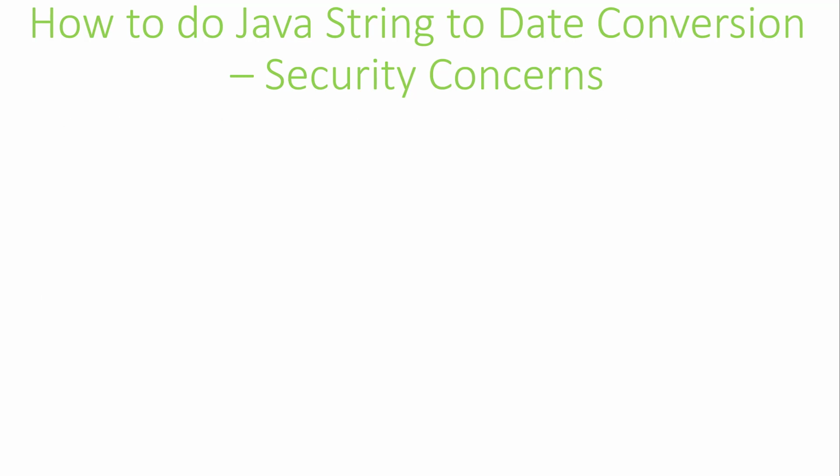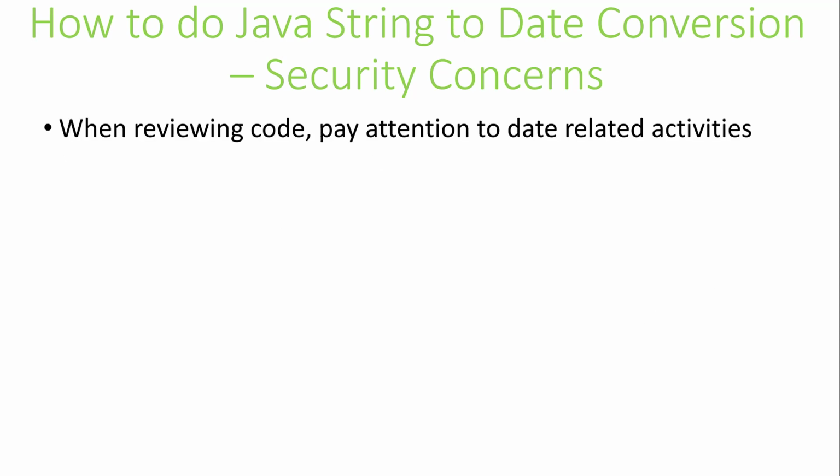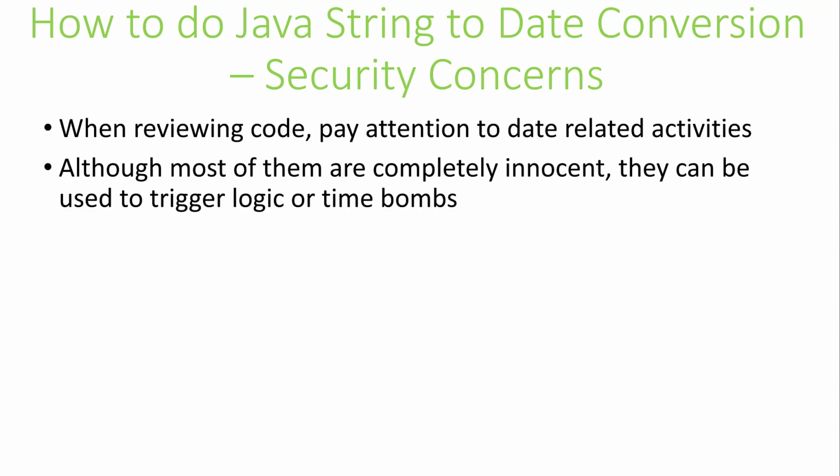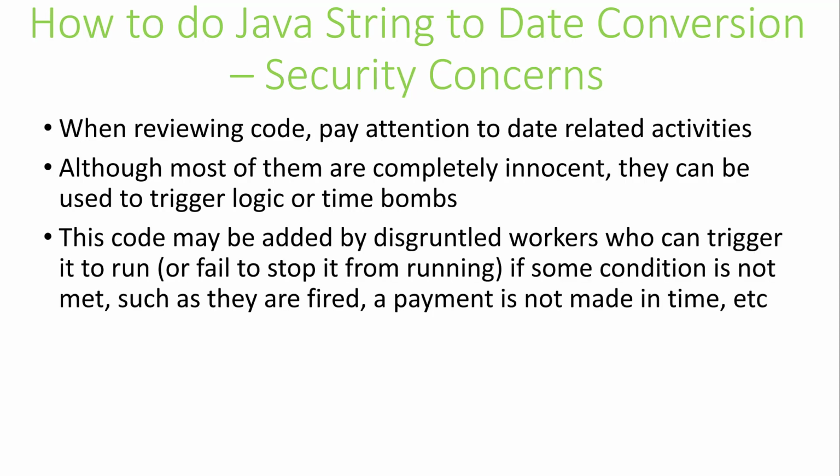When updating existing code or reviewing code as part of an application security review, pay attention to date-related activities in the code. Although most of them are completely innocent, they can be used to trigger logic or time bombs in code. Code can be added by disgruntled workers who can trigger it to run or fail to stop it from running at a certain time if some condition is met or not met. For example, if they're fired, they may not be around to prevent the logic from running, so some logic bomb may go off that does significant damage to an organization. Although the logic bomb may be traceable back to the individual who implanted it through the software configuration management tool where the code is managed, this is little comfort after the fact when the damage is done.